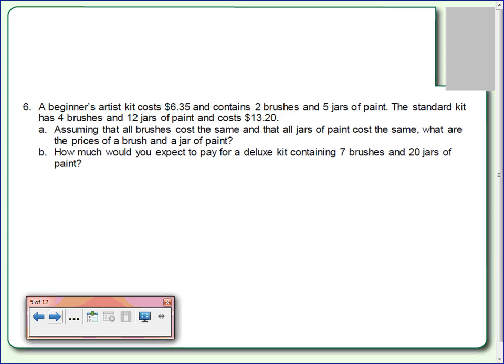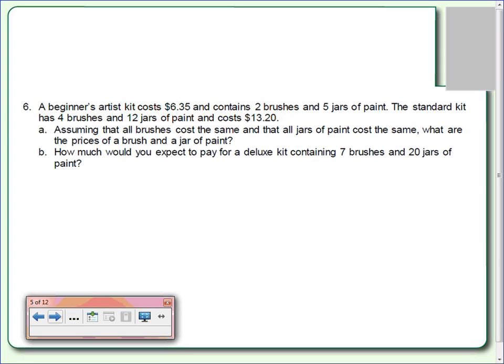For number 6, it says we've got a beginner's artist kit that costs $6.35. What does this kit have? It has 2 brushes and 5 jars of paint. Then we've got a standard kit. It has 4 brushes and 12 jars of paint, and that one costs $13.20. So that one's more expensive. Why? Because it has more stuff in it, 4 brushes and 12 jars of paint.